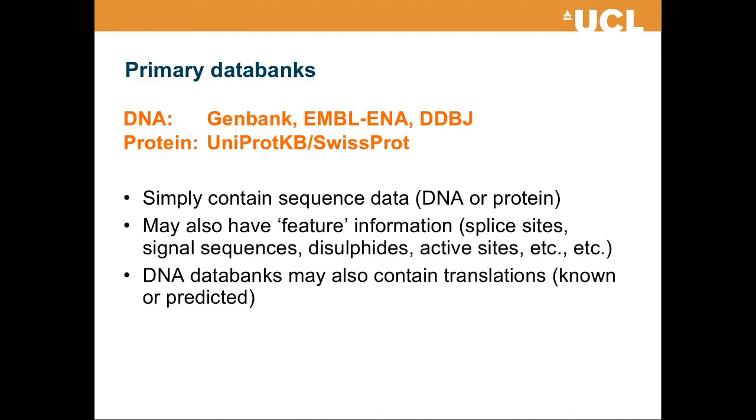Some examples then of primary data banks for DNA. I've already mentioned these. We have GenBank in the US, EMBL-ENA, which stands for European Molecular Biology Laboratory, European Nucleotide Archive, a bit of a mouthful, and DDBJ, which is the DNA Databank of Japan. As I said, those contain data about DNA sequences, and they exchange data on a regular basis such that they end up containing the same information but using different formats, different deposition tools and different analysis tools.